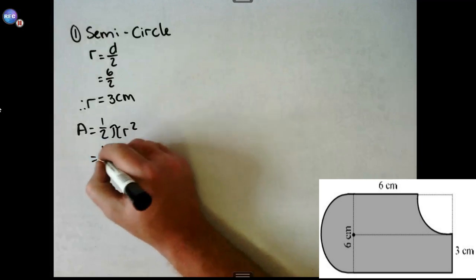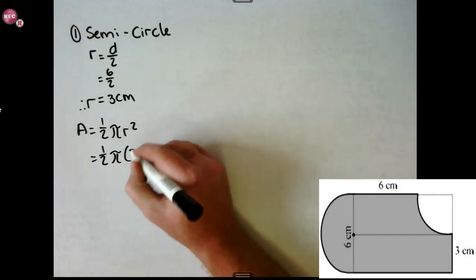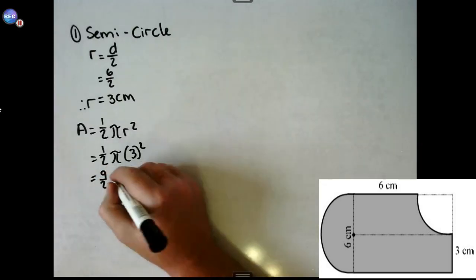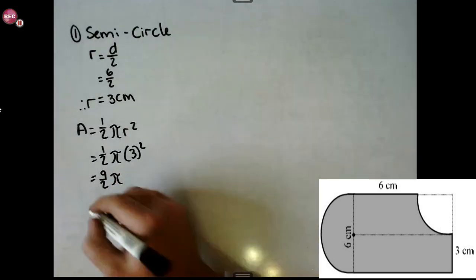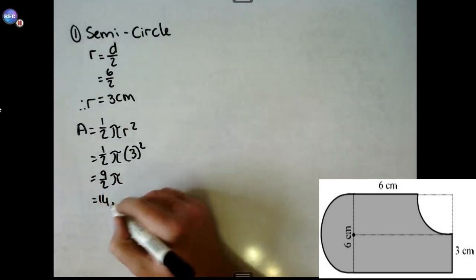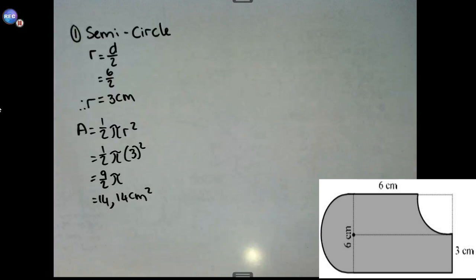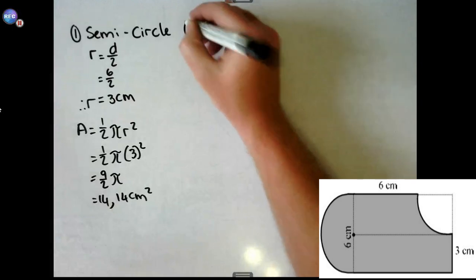We will then do the following: a half pi open bracket 3 squared. The only thing that the half does is it basically takes your full circle area and cuts it in half. So it basically already simplifies it to the area of a semicircle. You'll then get 9 over 2 pi, which you then simplify to 14,14 centimeters squared.